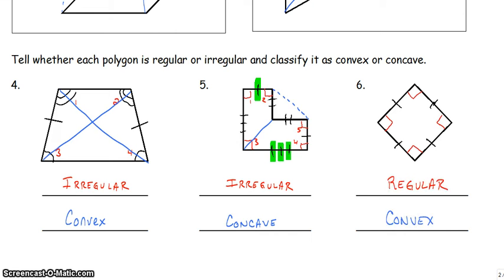Okay, how did you do? Hopefully you got that right. All 4 sides are marked with the same tick mark. All 4 angles are 90 degrees. Since all angles are the same and all sides are the same, it's regular. Every diagonal that you could draw here would stay inside the figure, so it is convex.